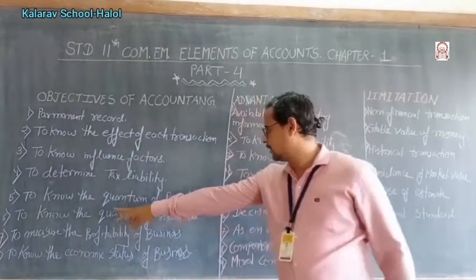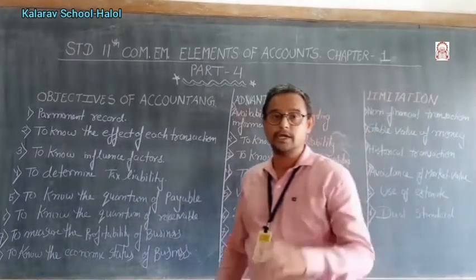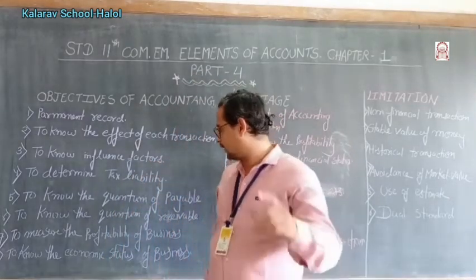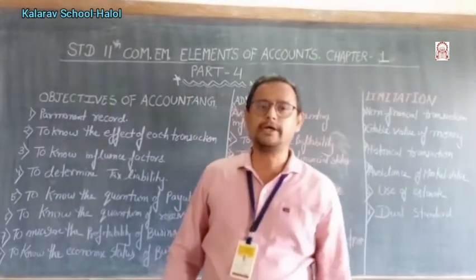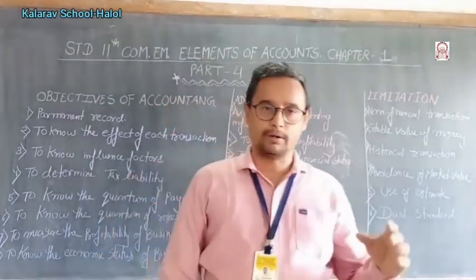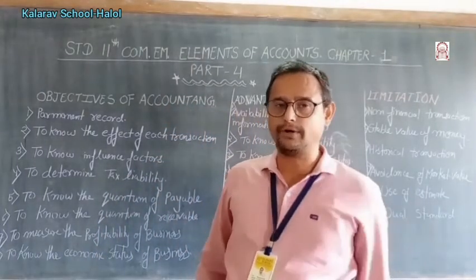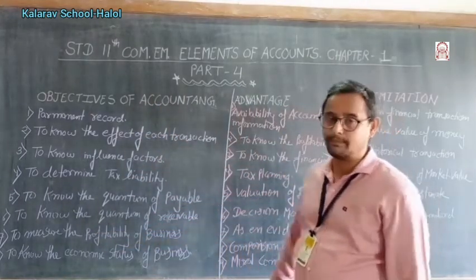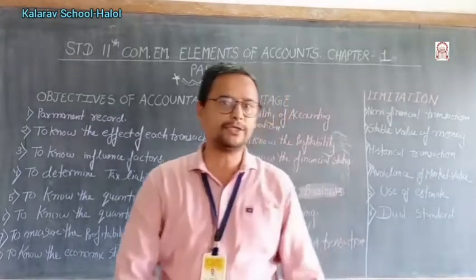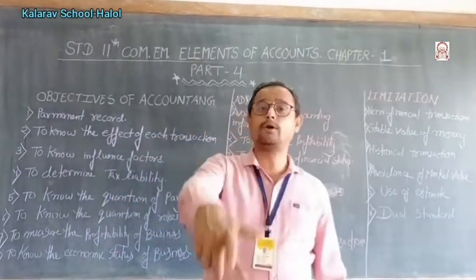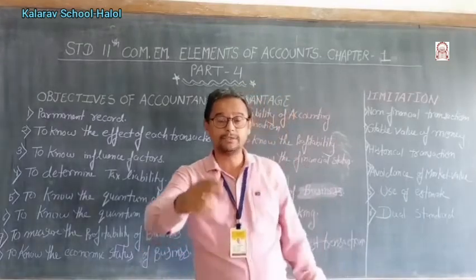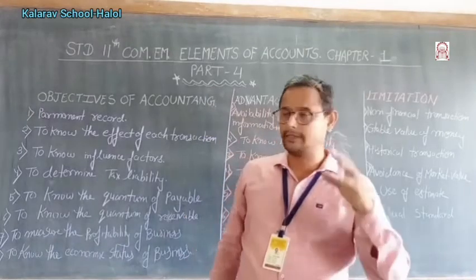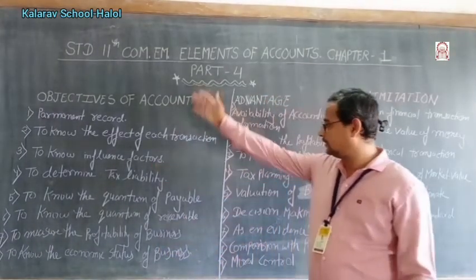Next, to measure the profitability of business. If accounts are recorded in a systematic way, then only you are able to know what profitability there is in the business, whether you are suffering a loss or enjoying a profit. And next is to know the economic status of the business. If accounts are recorded systematically, then only you are able to know the financial status of the business. It means what your position is, whether you are in a position of solvency or insolvency. That you are able to determine. And all these are the objectives.